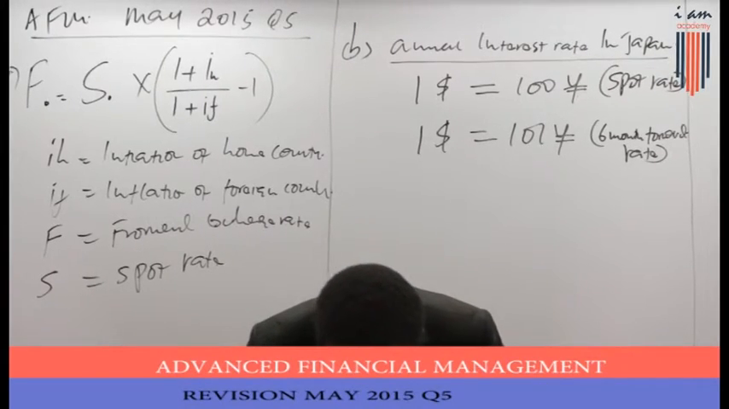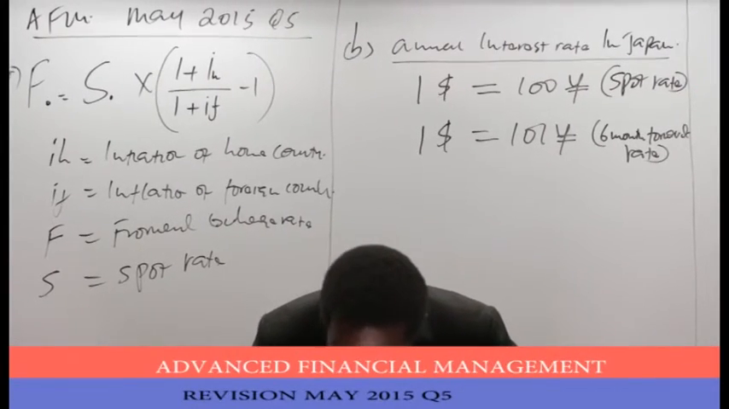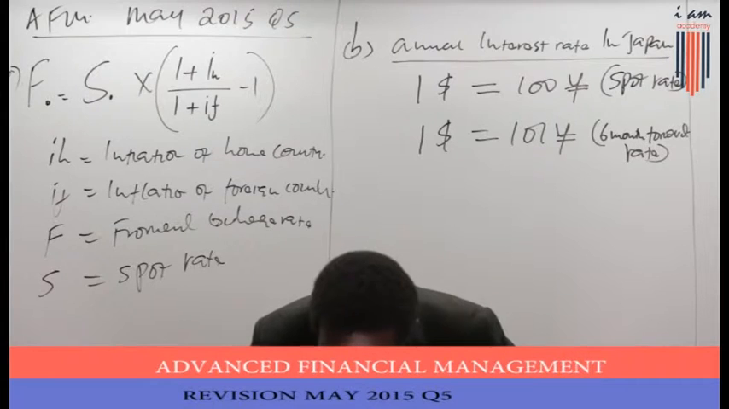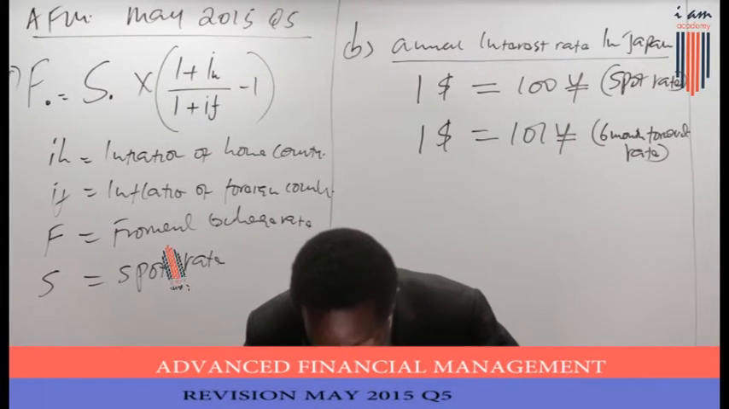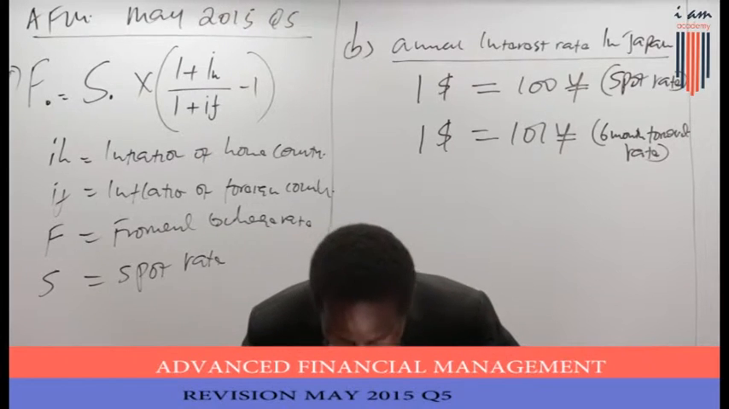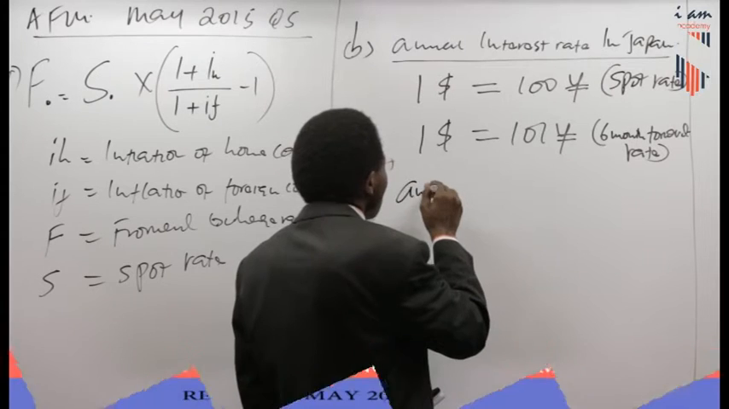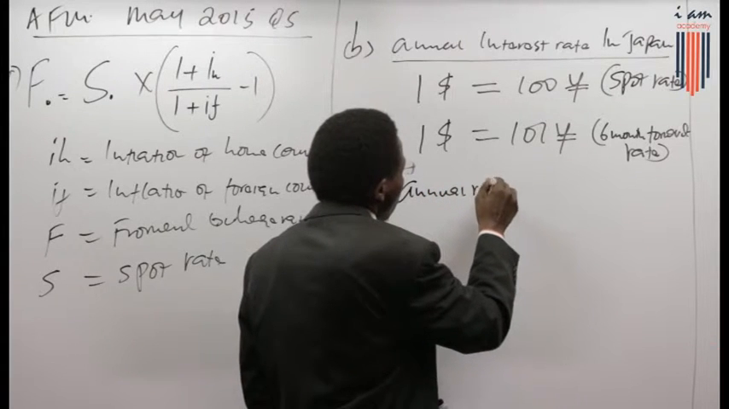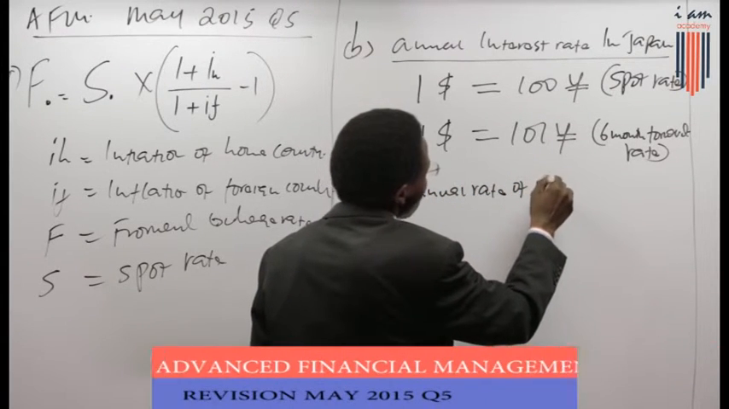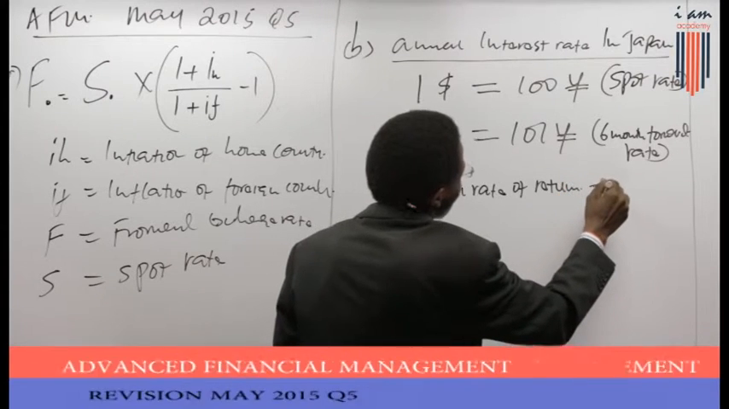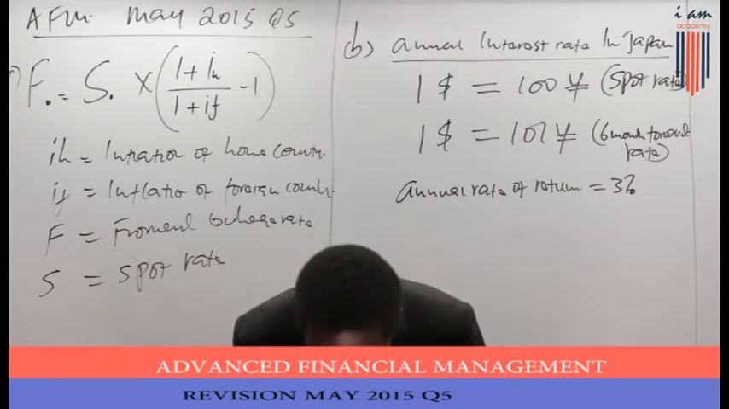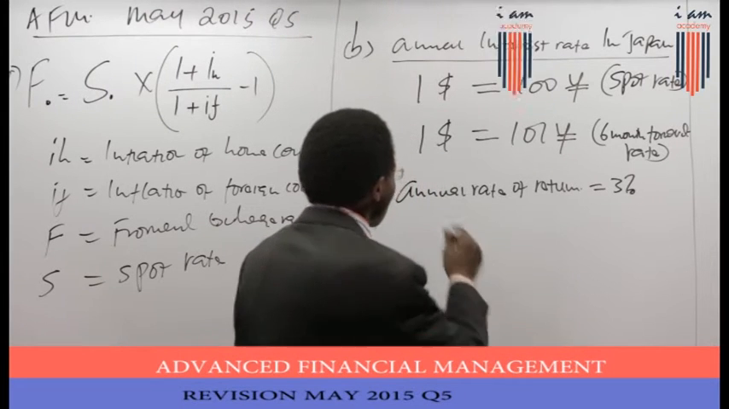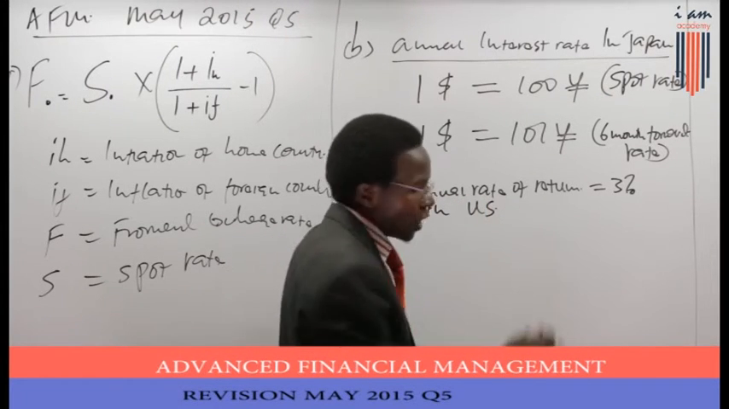Then we have also been told from that information, an investor can purchase a treasury bill in the United States that matures in 6 months' time and earn an annual rate of return of 3%. So the annual rate of return is 3%. That's the annual rate of return in the United States.